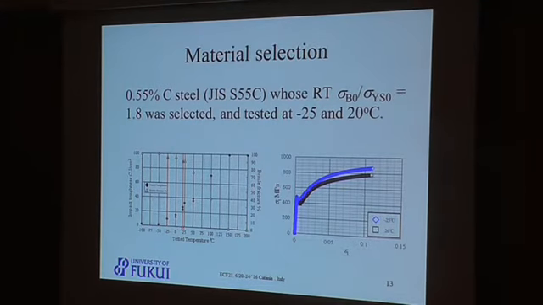Given that the room temperature tensile to yield stress ratio of the Euro RPVs and Japanese RPVs is 1.3, 0.55% carbon steel JIS S55C, whose room temperature stress ratio is known to show a higher value of 1.8, was selected for examination. From the Charpy impact test results, test temperatures were selected as minus 25 and 20 centigrade. The tensile properties for these temperatures are shown in these figures.